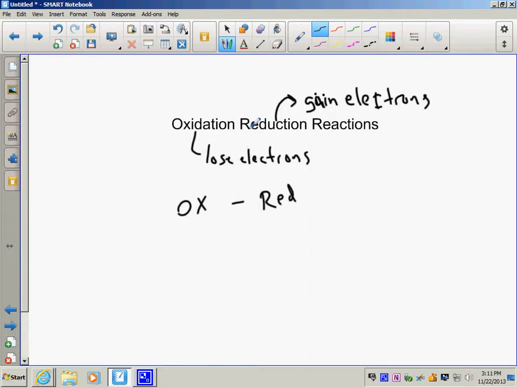You can still use the old definition, but now our current best definition doesn't really match up with the words anymore. So we have these terms called LEO and GER. There's a little bit of an acronym: LEO the lion says GER. Lose electrons, oxidize; gain electrons, reduced. I still use these in my head as I'm thinking about oxidation reduction reactions.